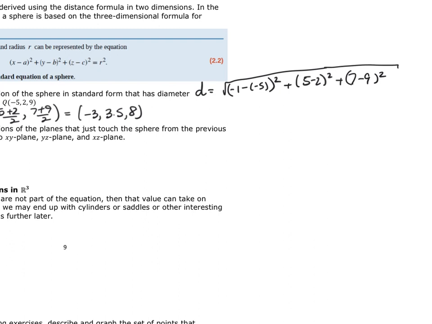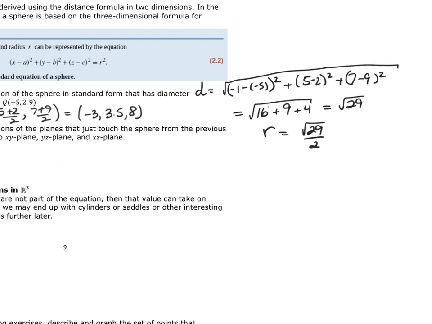Now this is the diameter, so I then have to divide by 2. So this is going to be equal to the square root of 4 squared, which is 16, plus 9, plus 4. The first one is 16. It's 4 squared, which is 16. And then my last one is 4. So this gives me the square root of 29. Now, that's the diameter. My radius is going to be half of that, so it's going to be the square root of 29 over 2.